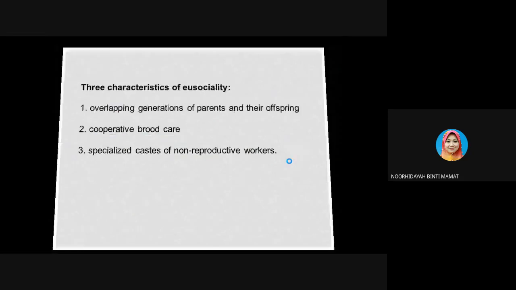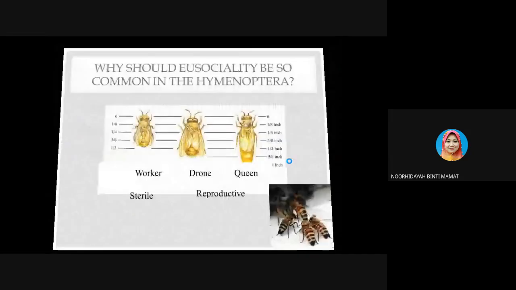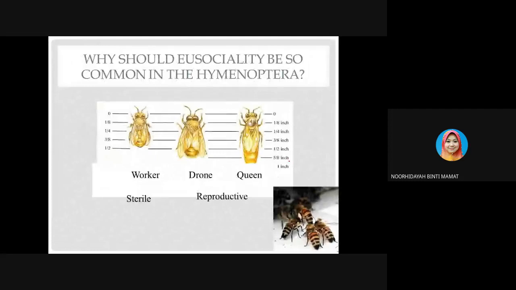So this is the caste in the Hymenoptera. Why should eusociality be so common in the Hymenoptera? You can see from the size of the Hymenoptera, the workers are very sterile and very small compared to the drone and also the queen. That is why the workers are being workers. They help the queen and also help the others to raise the young, and they're not reproductive.